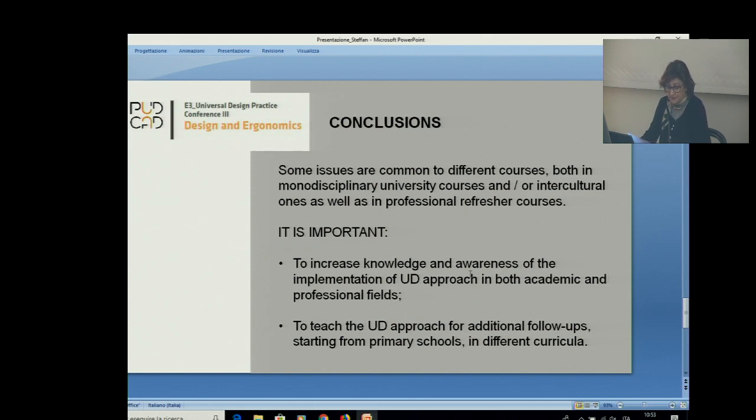To conclude, we can say that some issues are common to different courses, both in monodisciplinary university courses and intercultural ones, as well as in professional refresher courses. In both academic and professional fields, it is important to increase knowledge and awareness on the implementation of the UD approach, aimed at satisfying the needs of different users.